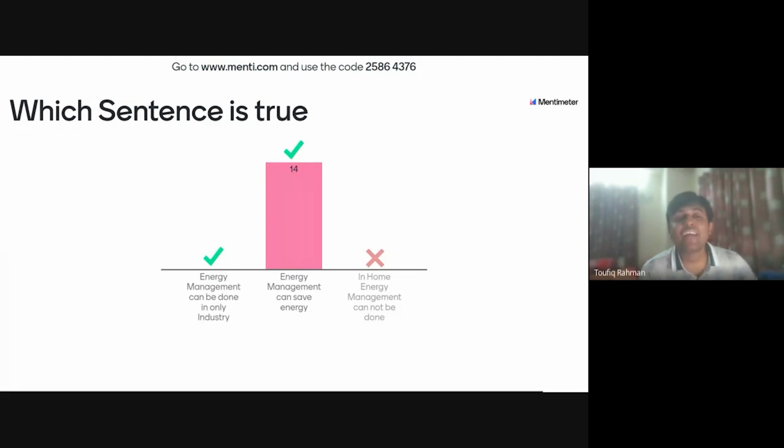Okay, there are 2 right answers, but you did 1. Energy management can save energy. Energy management can be done in only industries. So this is all that I have in my mind.